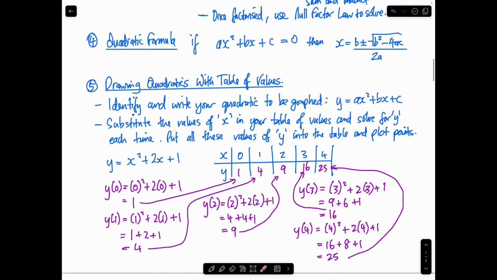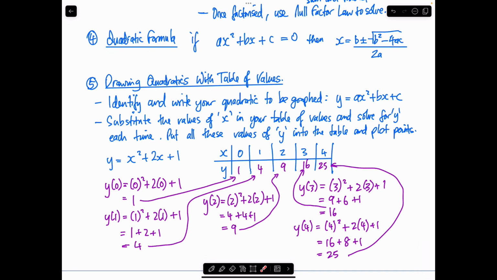Then the last thing you need to do in this test is drawing quadratics with a table of values. So you need to make sure you identify and write your quadratic to be graphed in this form. Notice that it equals y. Then you substitute the value of x in your table of values. So this is what a table of values looks like, except ignore the purples for now. You substitute the values of x, all of these one after the other, into your equation and solve for y each time. And then you put all these values of y into the table and plot the points that you get.